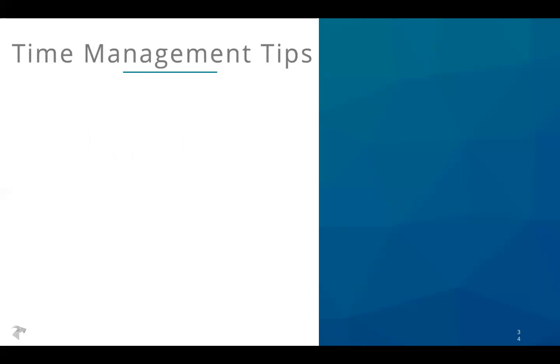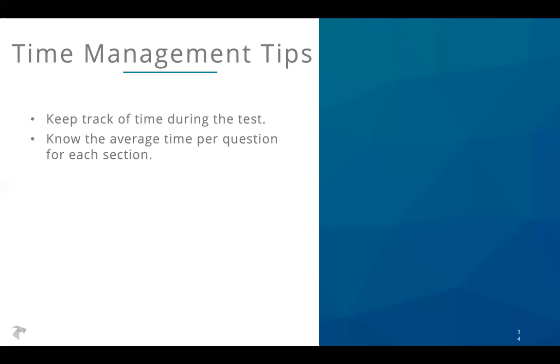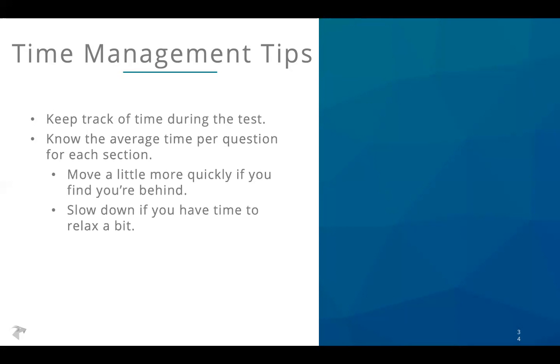Last couple time management tips. As you're launching into the test, timing is such a big piece of standardized tests. Make sure that you're keeping track of time so you always know how long you've been spending. You should know the average time you have per question for each section, so that way you'll know how far you should be in each section based on how long you've been in that section. If you are falling behind, you'll want to move a little more quickly, or if you find that you're rushing and you're way further in the section than you need to be, you can slow down and make sure that you're working really carefully.